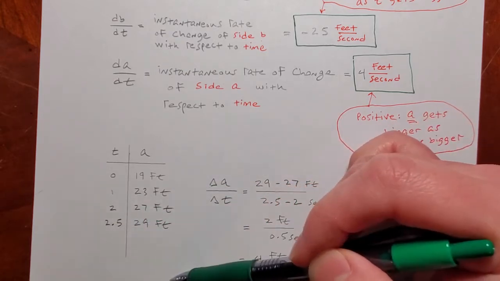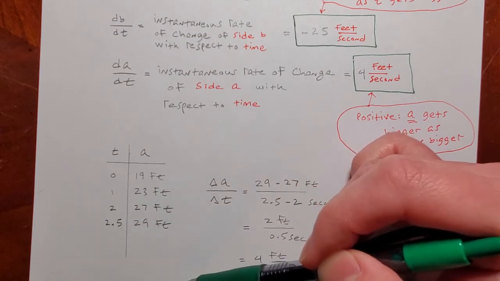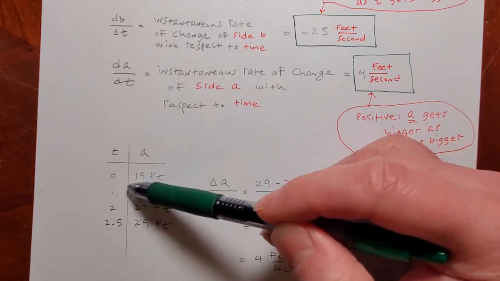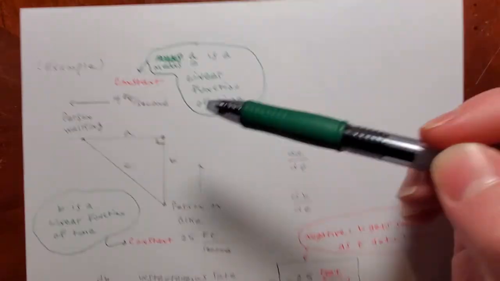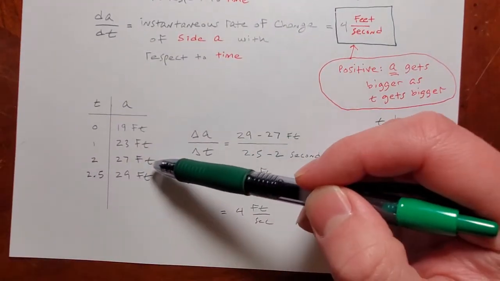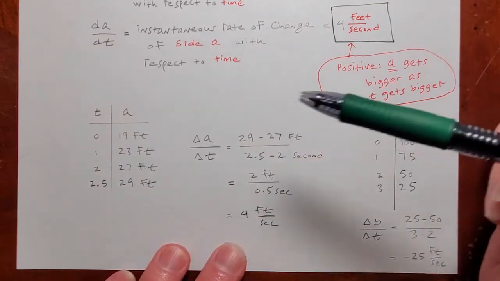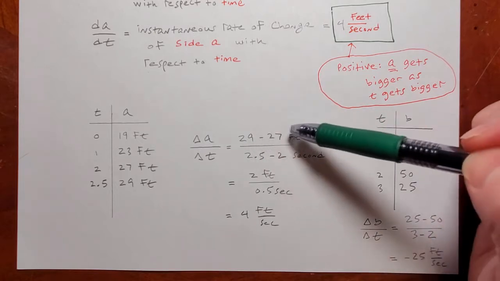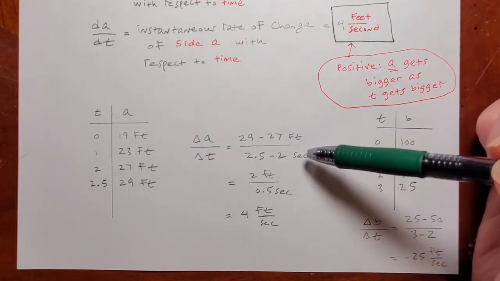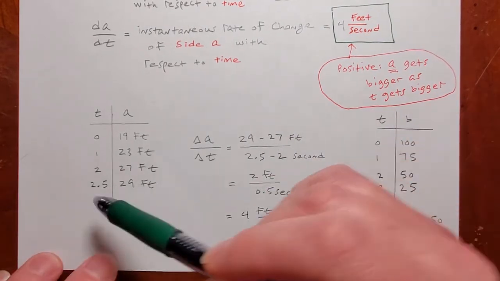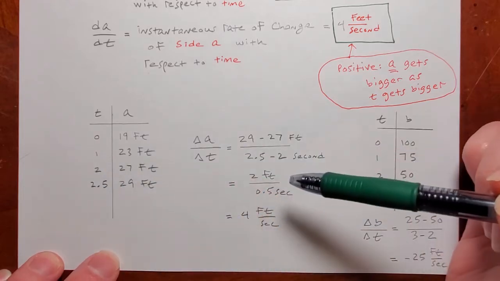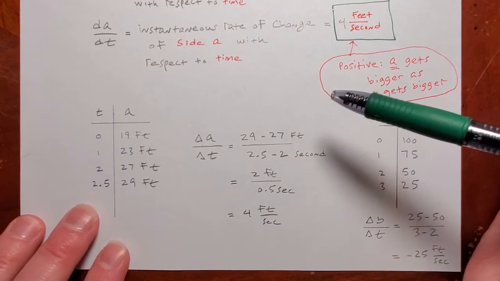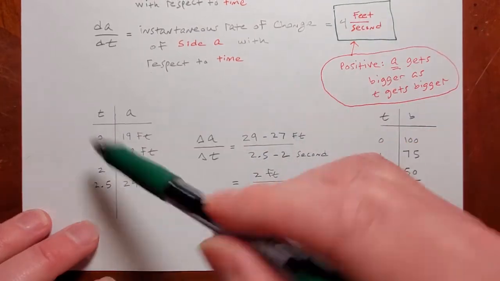What did I do here? Half of a second, and 2 feet. Is moving 4 feet in 1 second, 4 feet per second, the same thing as moving 2 feet in half of a second? Same thing. Take 29 minus 27 feet, that's 2 feet, over half of a second. There's your average speed right there. It's 4 feet per second. So that's what we mean when we say that it's linear. That's just an example.